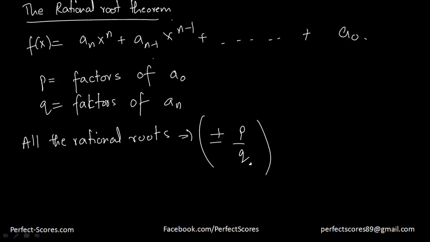So if you have a polynomial f of x such that p describes all the possible factors for a_0 and q describes all the possible factors for a_n, then all the rational roots will be of the form plus or minus p over q. Let's go ahead and take an example for that, guys.